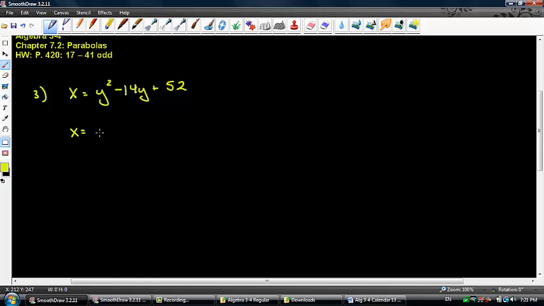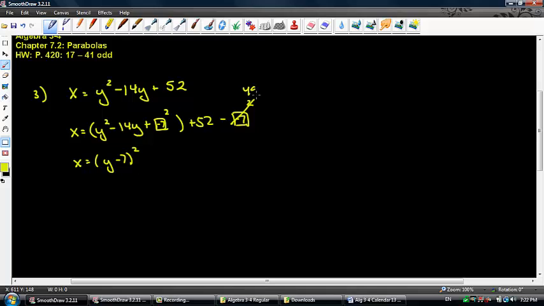So it's going to be x equals y squared minus 14y. I'm going to leave myself some space. Plus 52. I'm going to add inside the box. On the outside, I'm going to subtract the box. I get a negative 7 on the insides of the box, so therefore x equals y minus 7 squared. This is 49, so 52 minus 49 is positive 3. So this is our equation for the parabola.